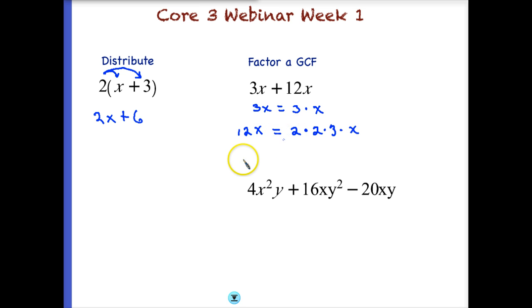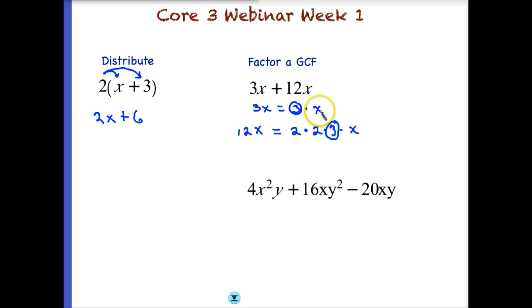And then to find your greatest common factor, the greatest common factor is what you're actually pulling out. So then we look and we say, okay, well, let's start with the 3. Oh, there's a 3 in the second one too. So I'm going to circle the 3 because there's a 3 in both of my terms. So that becomes part of my greatest common factor.